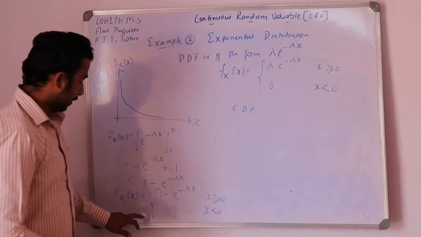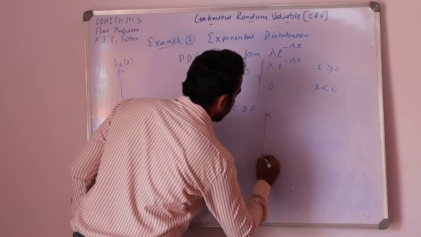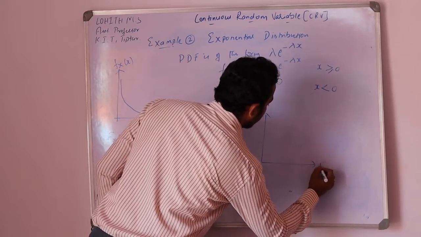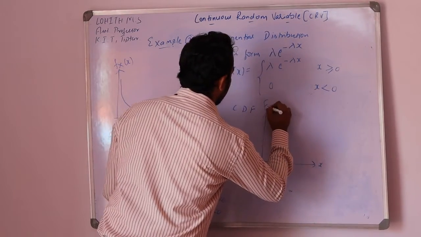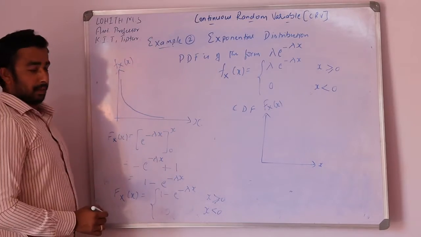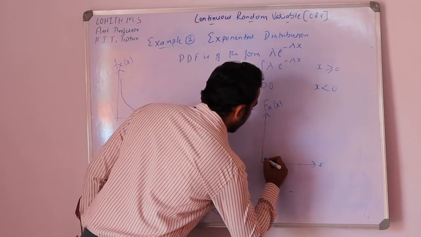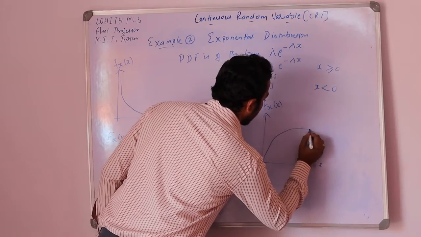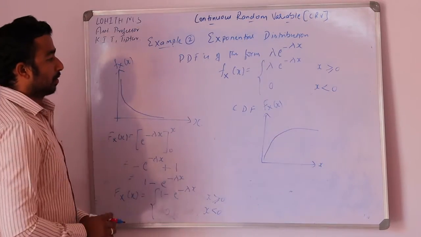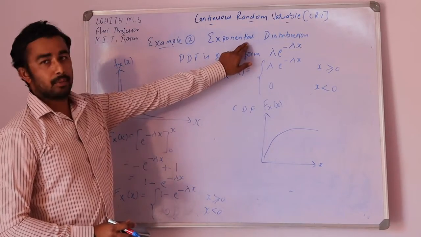If I plot the cumulative distribution function F(x), it is 1 minus e power minus lambda x. Keep on changing the value of x and we get a curve like this. So this is the cumulative distribution function for the exponential distribution.